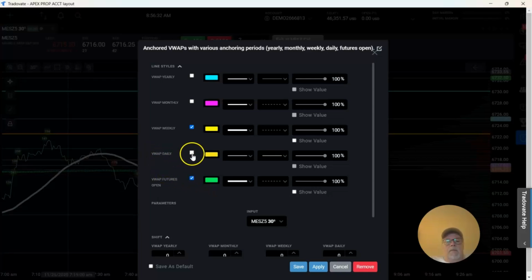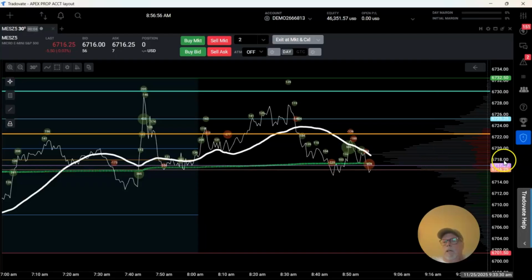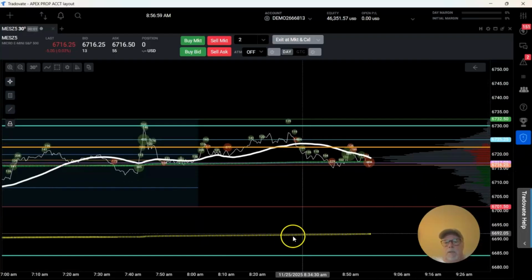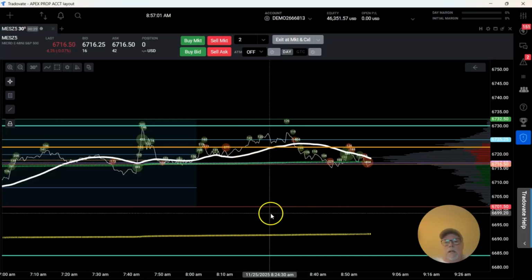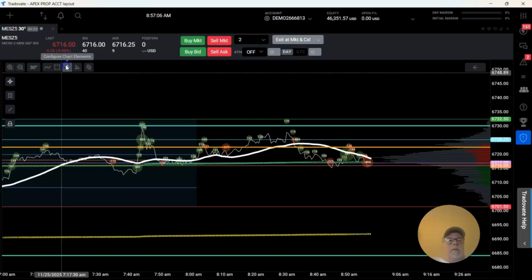I don't use the VWAP daily anymore. It starts at a different time than the futures. The futures starts at 6, resets at 6 p.m. and the Globex opens. So I want to track it from that anchor point. And then a weekly starts over on Sunday. So that's where you get that. My weekly is where? Down here. Daily, weekly.